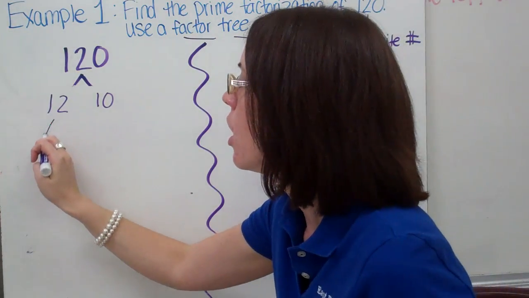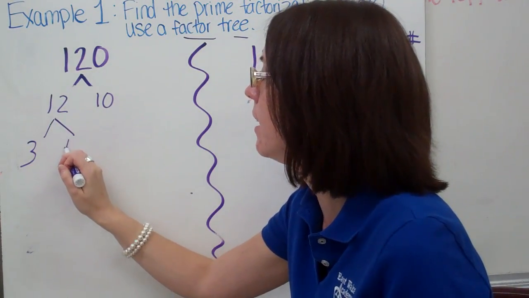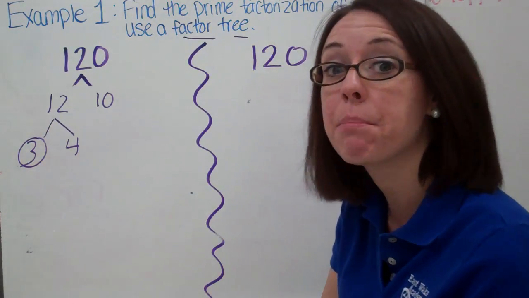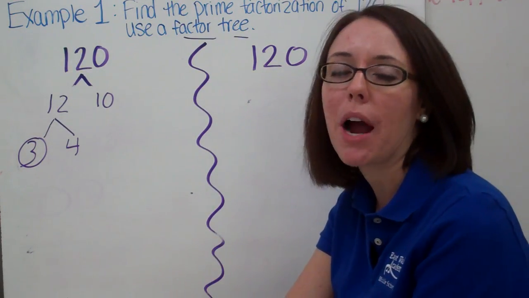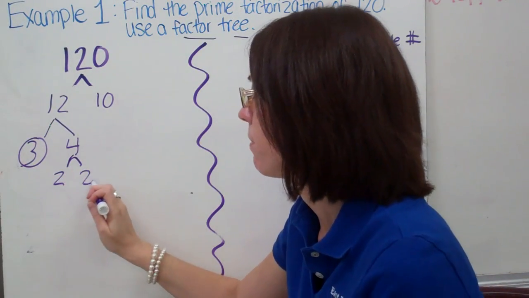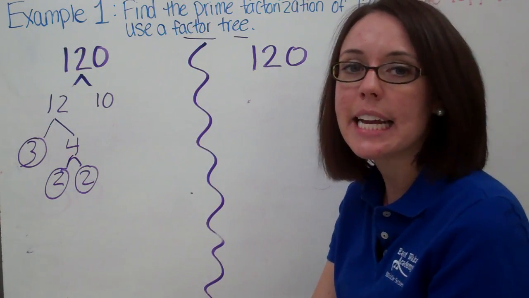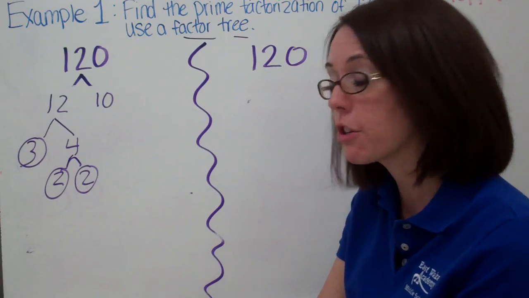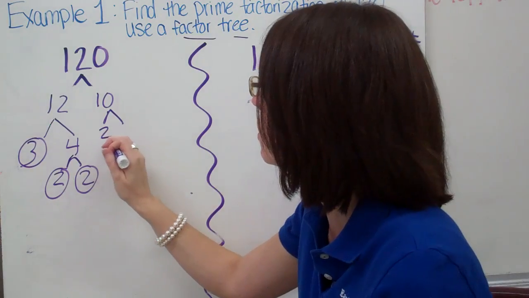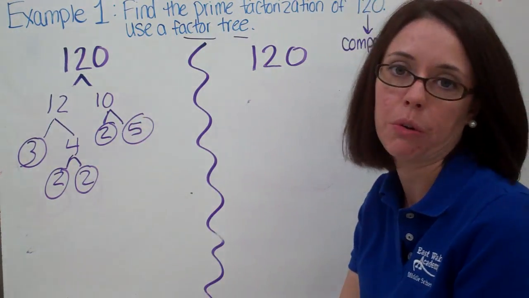We're going to take those factors and break them down until we get prime numbers. 12 is composite. What are some numbers you multiply together to get 12? Well, 3 and 4 give you 12. We're going to circle 3 because it is a prime number. 4 is not prime. What can you multiply together to get 4? 2 times 2. Those are both prime, so we're going to circle them. 10 is not prime, so we're going to break it down with a factor tree. What numbers can you multiply together to get 10? 2 times 5. 2 and 5 are both prime, so we're going to circle them.